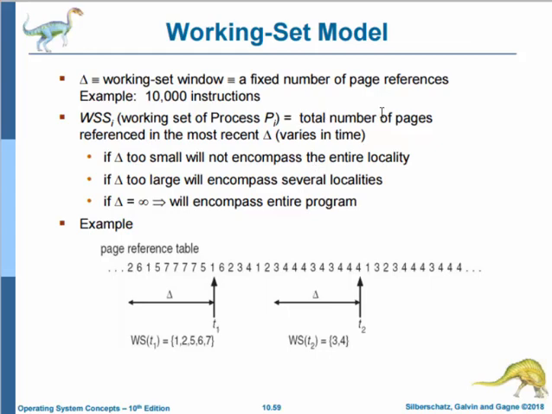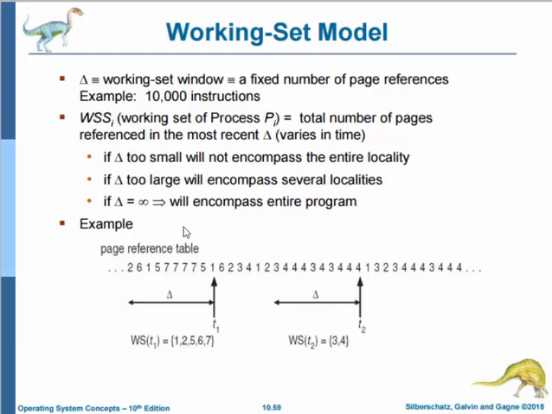The working set model is based on the assumption of locality, and this model uses the parameter delta, which is defined as the working set window, a fixed number of page references. The working set is the total number of pages referenced in the most recent delta, which varies in time. If delta is too small, it will not encompass the entire locality. But if delta is too large, it will encompass several localities.